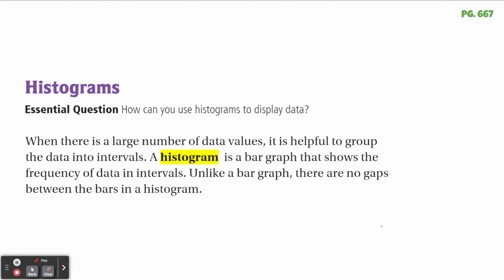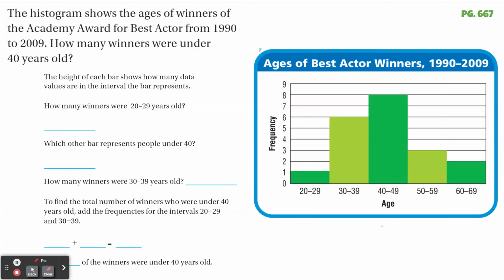A histogram is a bar graph that shows the frequency of data in intervals. Unlike a bar graph, there is no gap between the bars in a histogram. So on page 667, we have this unlock the problem that we're going to do together. It says, the histogram shows the ages of the winners of the Academy Award for Best Actor from 1990 to 2009. How many winners were under 40 years old?